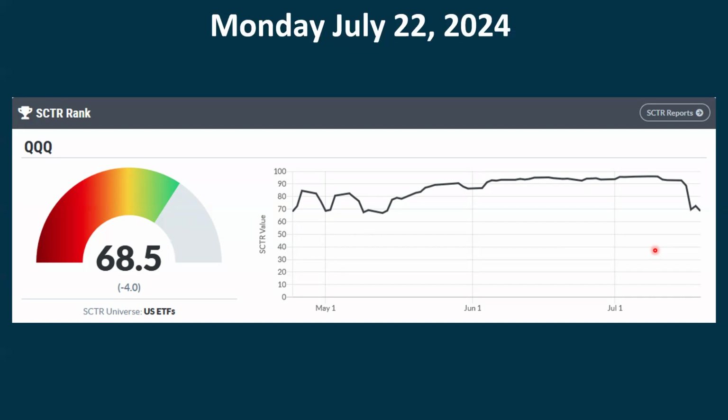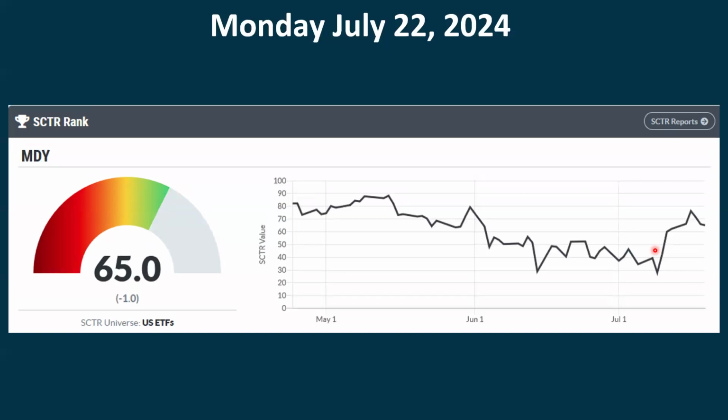This is where we're seeing some weakness right now as the mega caps and large caps are pulling back, and it's coming in with a score of 68.5. Then we have the mid caps, which were stronger earlier in the year. And there were a few times when I did this video when the mid caps were even in first place. Well, they're not there anymore. They're coming in with a score of 65.